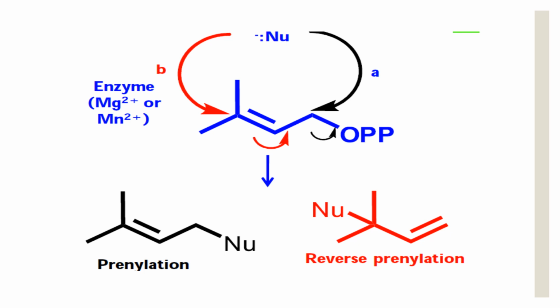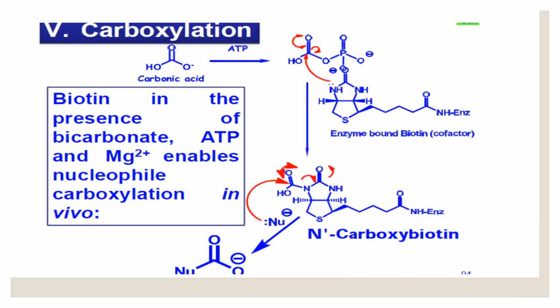Yeah, so this one is prenylation. As I mentioned before, prenylation takes place by using what? Dimethylallyl pyrophosphate. The prenyl group can be attached like this. So carboxylation and decarboxylation can also take place in secondary metabolites.